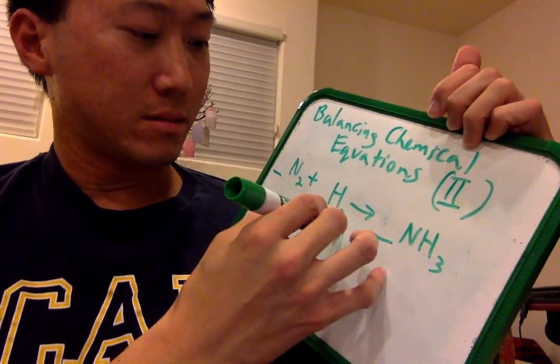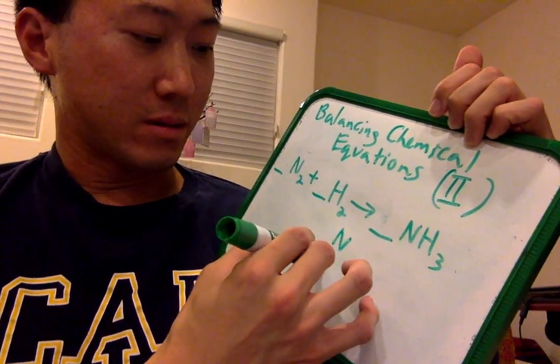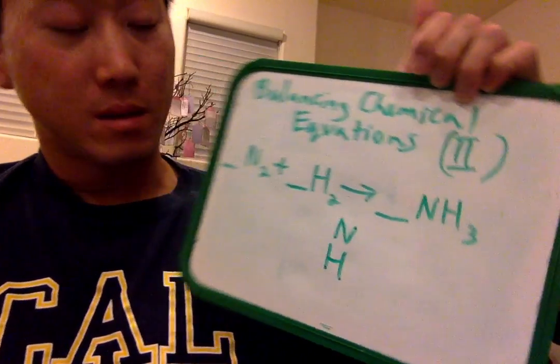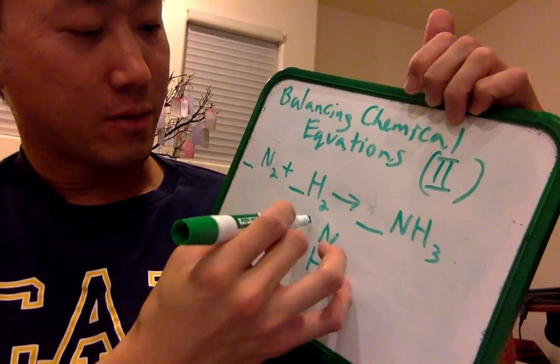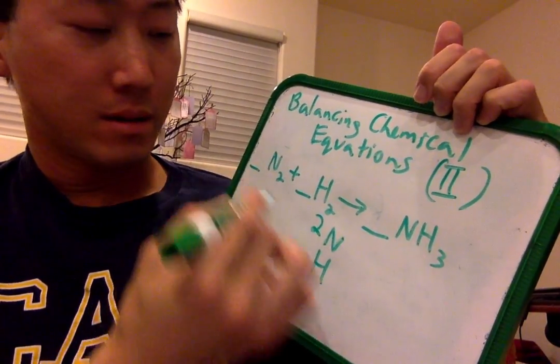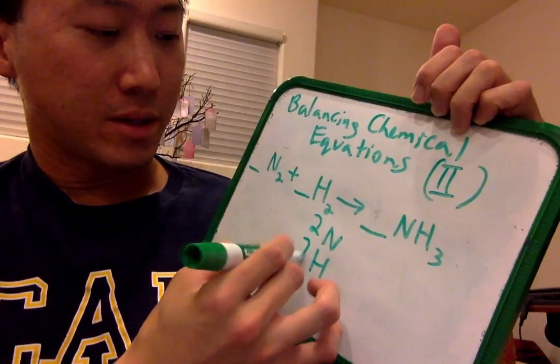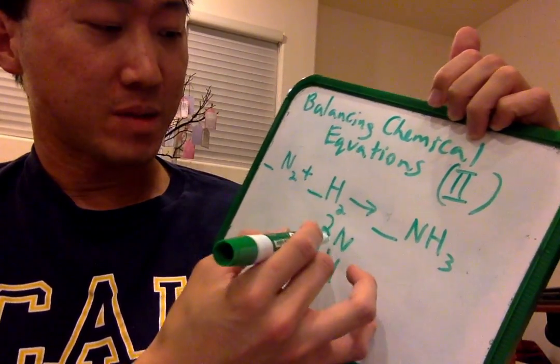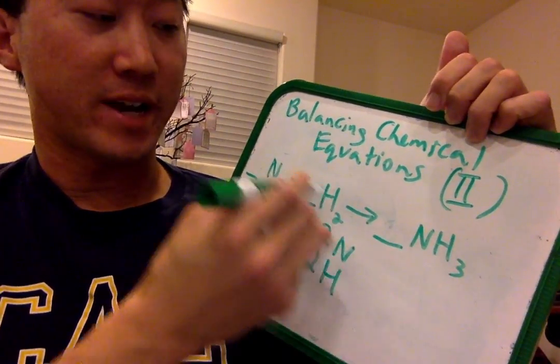So we have some nitrogen and we have some hydrogen. So that's it, just two atoms. How many nitrogens on the left? Right now we have two, diatomic. And how many hydrogens? Again, two. Again, also diatomic, right? So the left side is done, the reactant side.